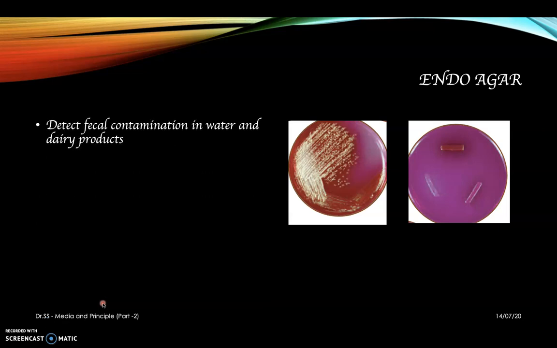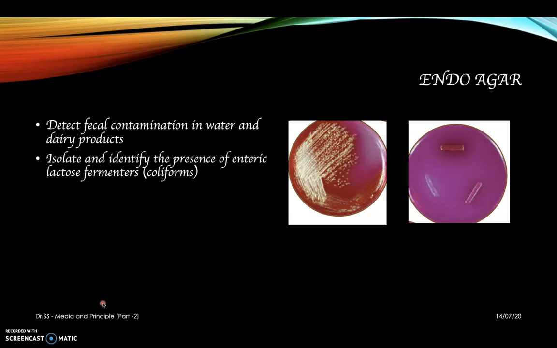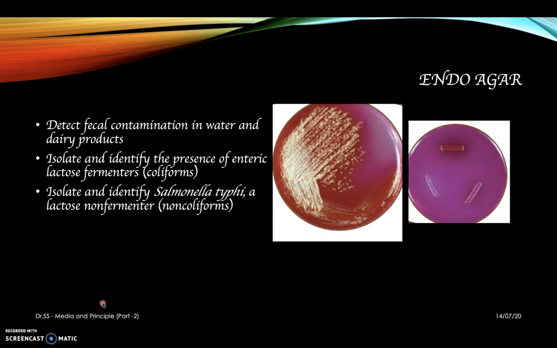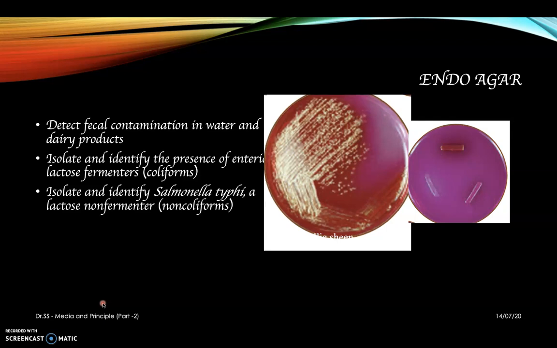Endo agar is mainly used for the detection of fecal contamination in water and dairy products. It is also used to isolate and identify enteric lactose-fermenting organisms as well as lactose non-fermenting organisms like Salmonella typhi. Okay, first one in this picture shows E. coli. In Endo agar, it forms colonies with a metallic sheen.